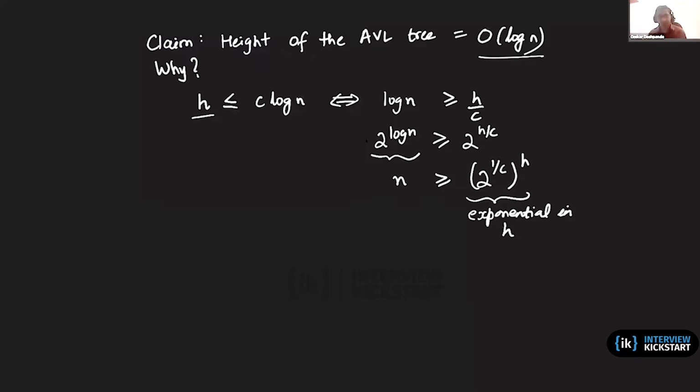Any questions about the strategy we are going to be using to justify this? Yeah, Jojan? Can you see what is c here? Height less than c log n. What is c? So when we use the big O notation, for example, when we say the running time is order n square, what does that mean?